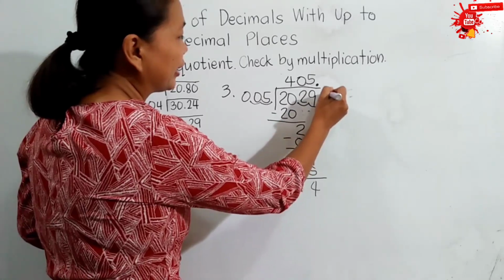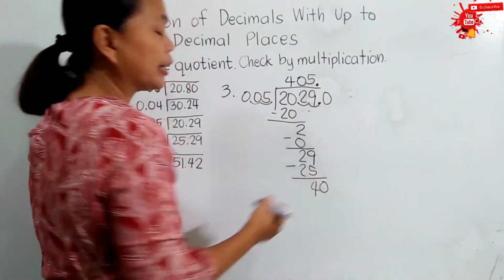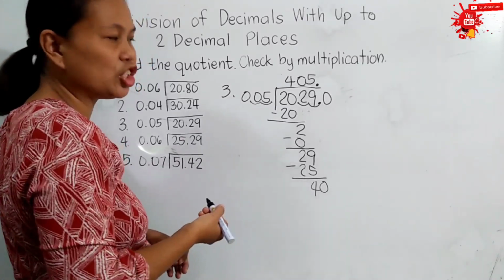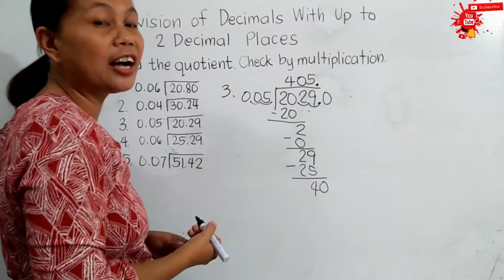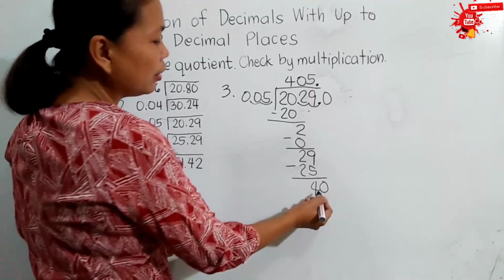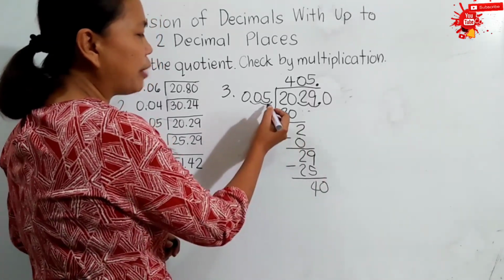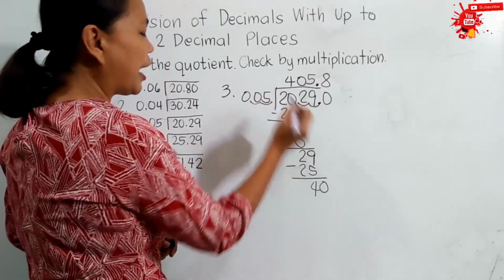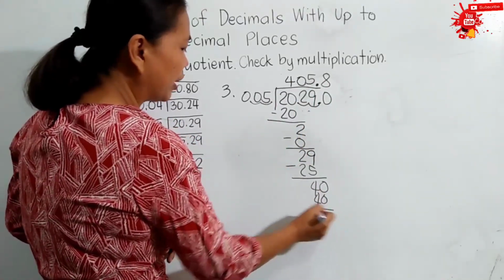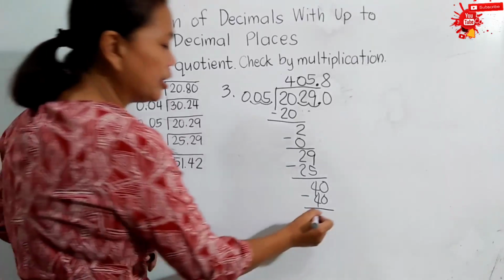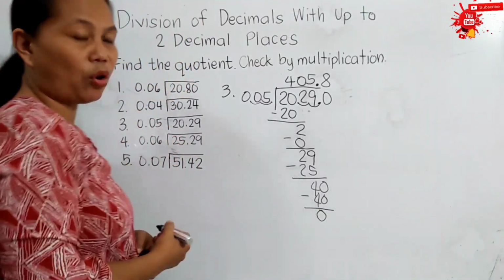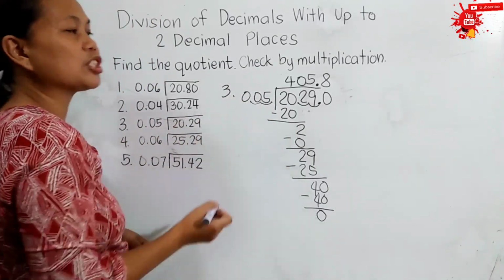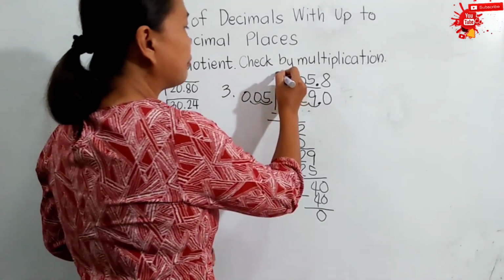Okay, di magdadagdag tayo ng 0 hanggat hindi natin nakikita na may nagre-repeat na or nauulit na digit. Magdagdag lang tayo ng 0. Okay? And then 40 divided by 5, so exact na, we have 8. So 8 times 5, 40. And what is 40 minus 40? So we have 0. Okay? So our answer for number 3 question is 405.8.